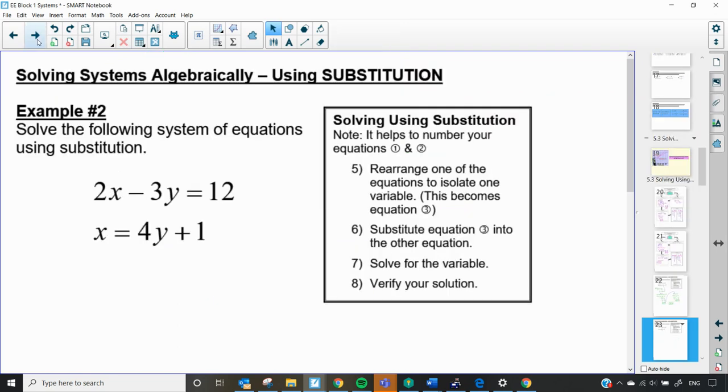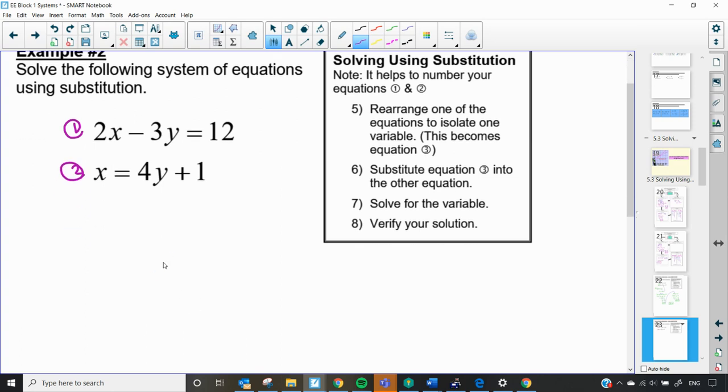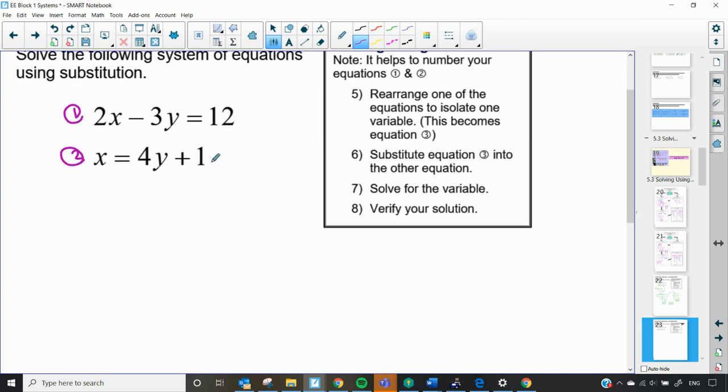So example number 2, we've got 2x minus 3y equals 12. Again, my first step is to label my equations, and this is again just my way of keeping myself organized. Being organized on paper is very, very important. Especially when we're doing this method, we've got our 2 equations. We want to ask ourselves, has anything already been rearranged to be set equal to x equals or y equals? And it has been.